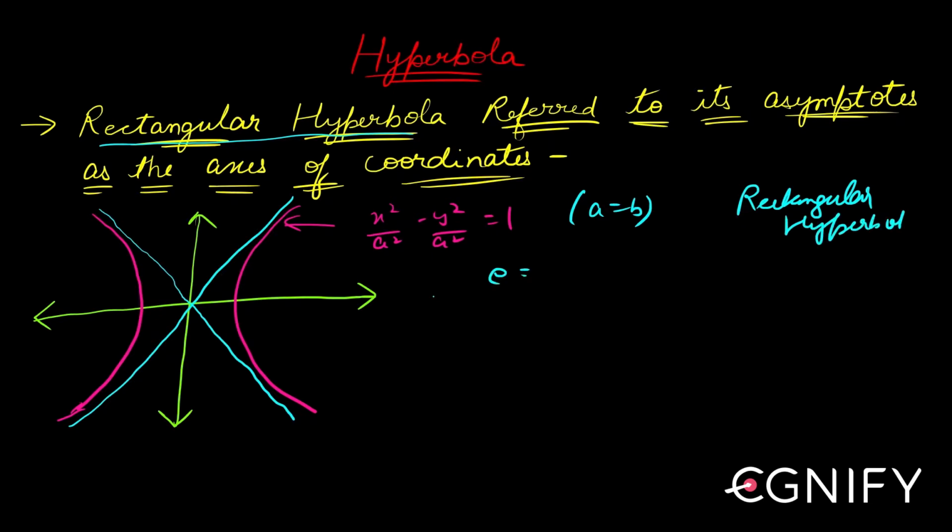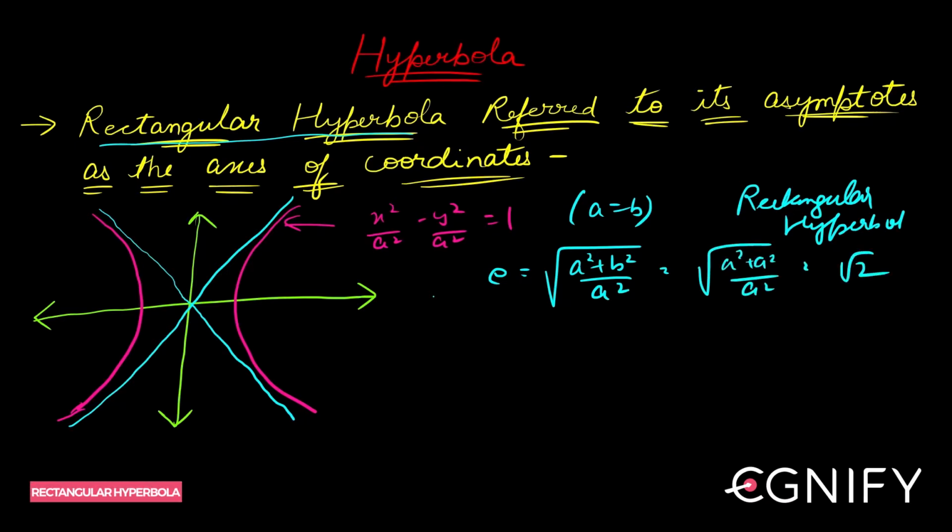So what happens when a is equal to b? The formula for eccentricity is under root a square plus b square by a square. If a is equal to b, then it will be a square plus a square by a square, which is equal to root 2. So those hyperbolas whose eccentricity is root 2 are called rectangular hyperbola. This was a simple definition for rectangular hyperbola.